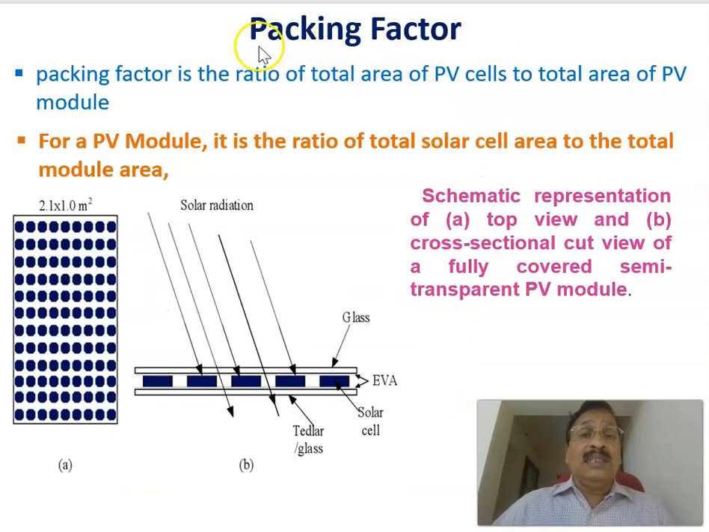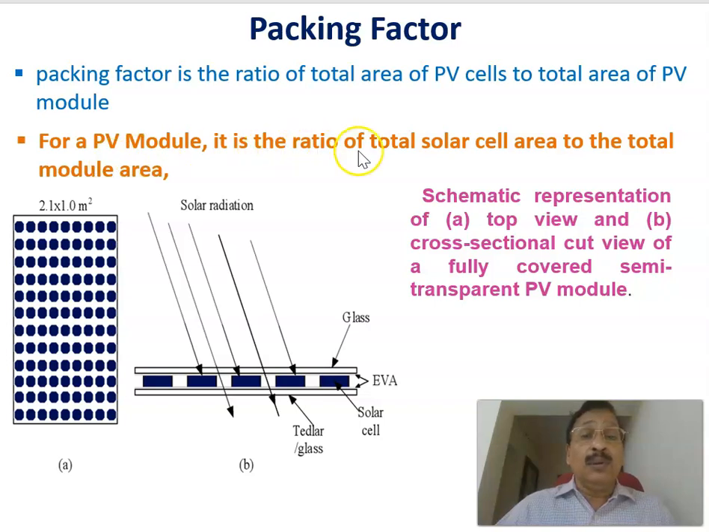Now, let us see what is meant by packing factor. The packing factor is the ratio of the total area of the PV cells to the total area of the PV module. If you see each PV cell here, 1, 2, 3, 4, like that, the total area of the PV cells divided by the total area of the PV module is what we call the packing factor.